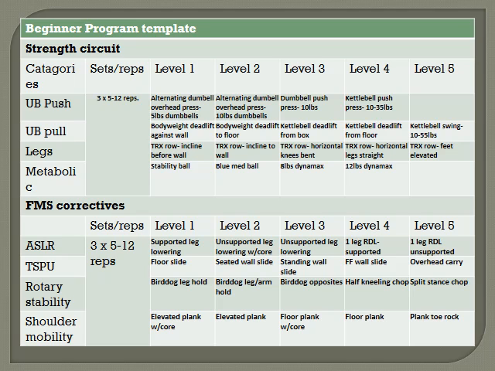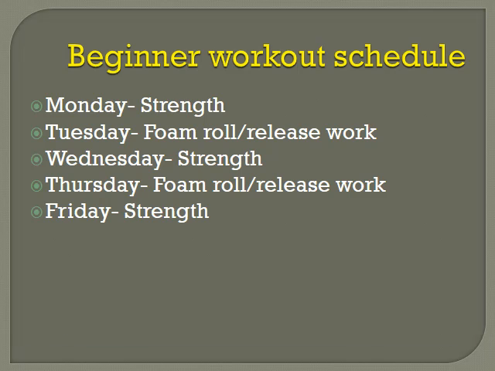And once a client's level 5, then we know that we can put them into our advanced program with a lesser risk of injury. And so if we look at the beginner's workout schedule, again, it's similar to our advanced in that it's built for them to work up to 5 days a week. But in reality, we're doing our basic strength program 3 days a week, and then we're doing foam rolling and release work on 2 days a week.